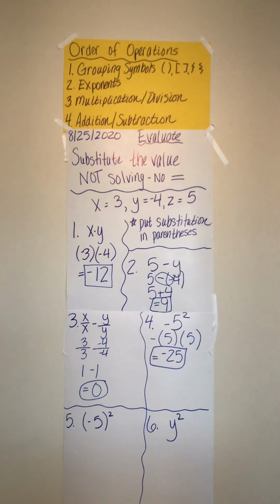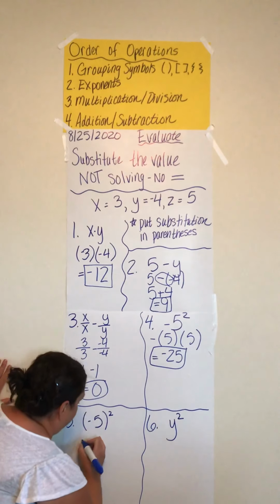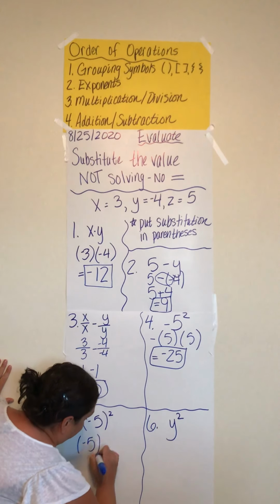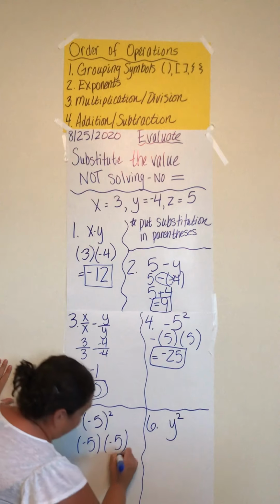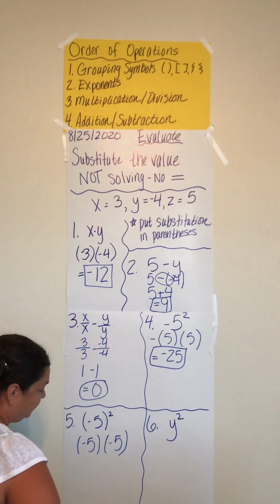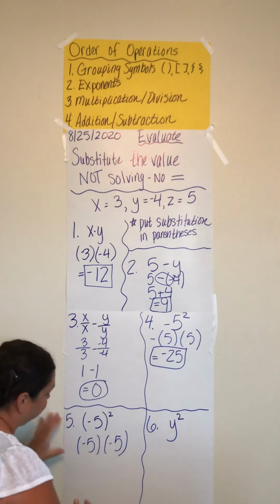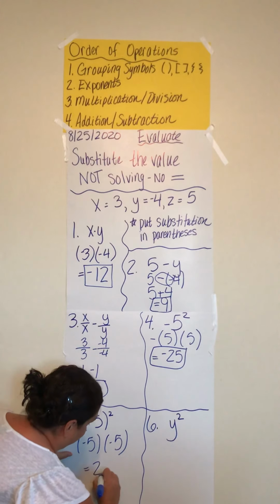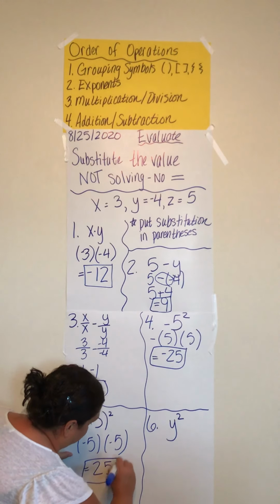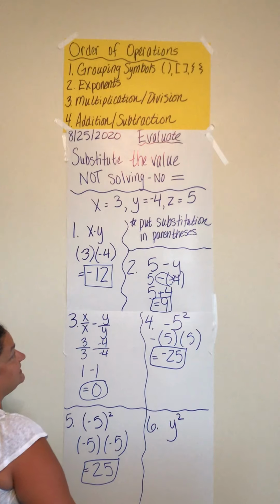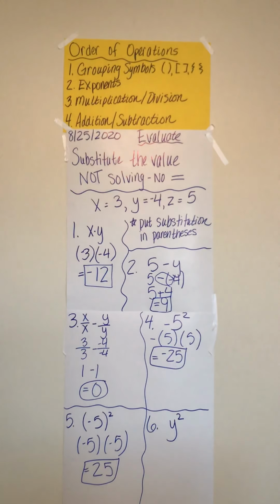Now in number 5, we have negative 5 squared. So in this case, we do negative 5 times negative 5. And we know a negative times a negative will give us a positive, and 5 times 5, 25.